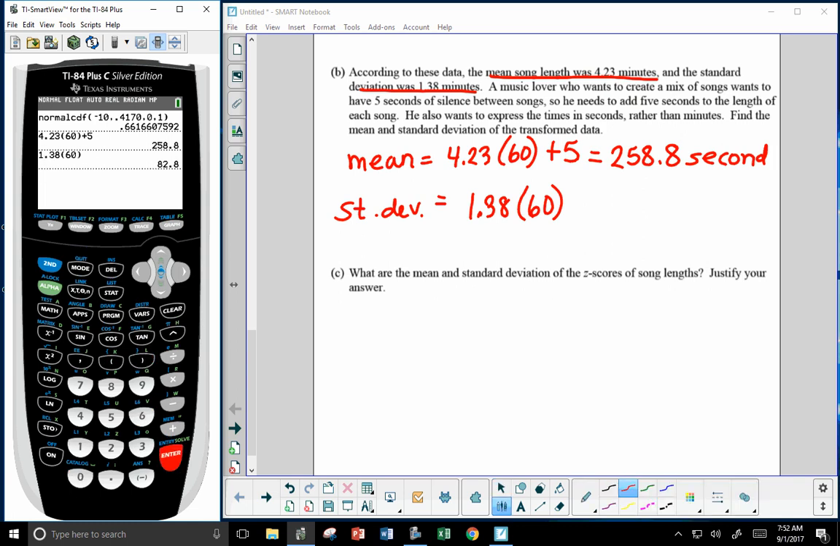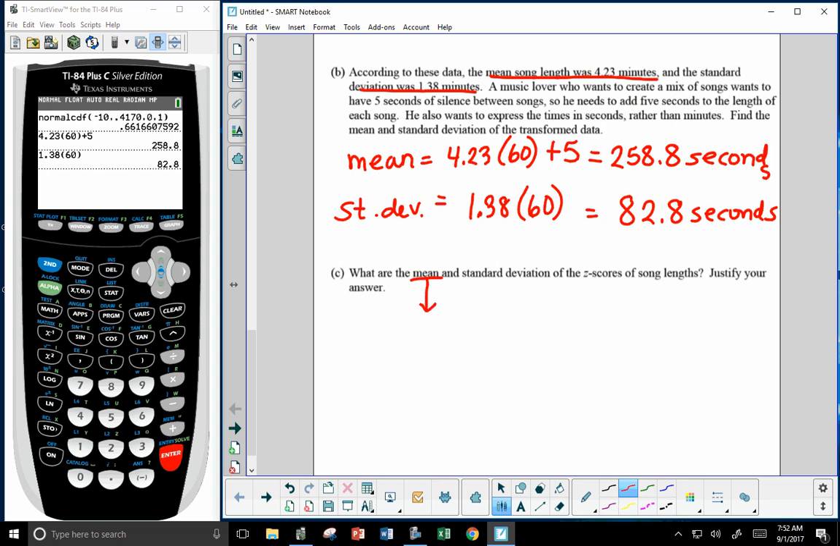Okay, part C, last question here. What are the mean and the standard deviation of the Z-scores of song lengths? Justify your answer. So the answer key goes into all this weird stuff. Guys, when you standardize, all I want you to know is that the mean is 0 and the standard deviation is 1. I don't want you to stress about the answer key at all, but if we're doing standardized scores, always mean is 0, standard deviation is 1.